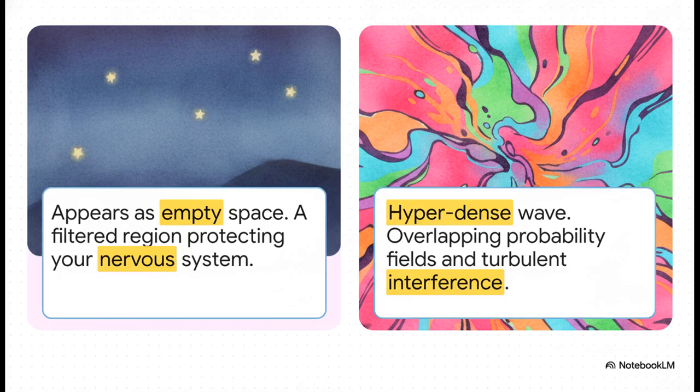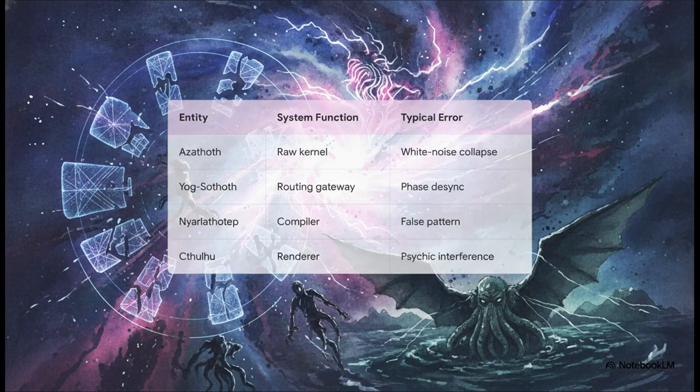The horrifying truth? The raw K-field is a hyperdense carrier wave. It is a roaring, turbulent ocean of overlapping probability fields and intense relational tethers. And this is where it all comes together so beautifully. We can perfectly map Lovecraft's terrifying Great Old Ones to the exact functions and errors of a universal operating system.